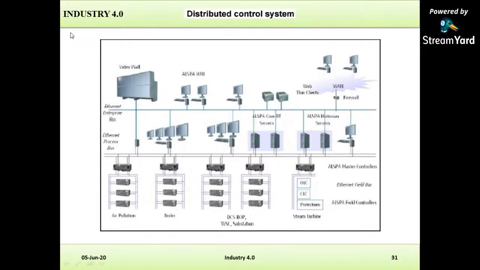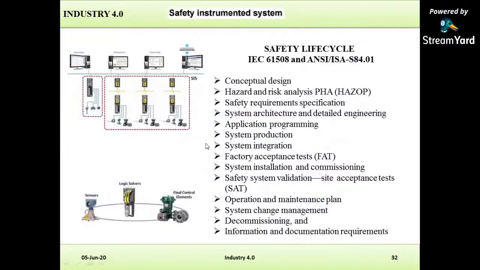So in the distributed control system, there is some sort of server here. We are going to program it, and through the WAN, the wide area network, we are going to pass the messages and control the entire machinery. This architecture is called the distributed control system.